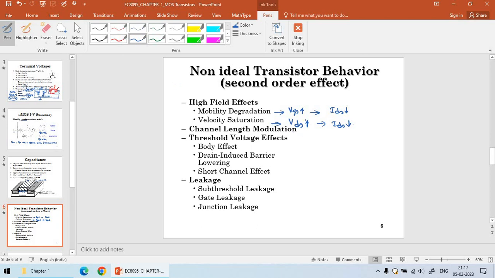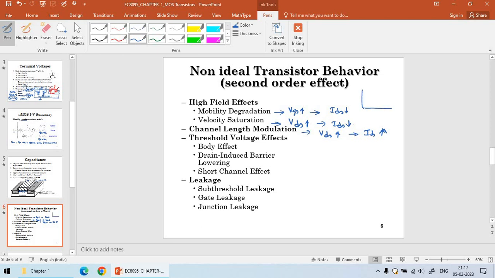When you take the channel length modulation effect, the channel length is going to decrease in the saturation region. Why? Because when I increase VDS, the channel is going to be pinched off more and more, and the charges moving inside the channel will be attracted to the drain terminal. So the drain current is going to increase.